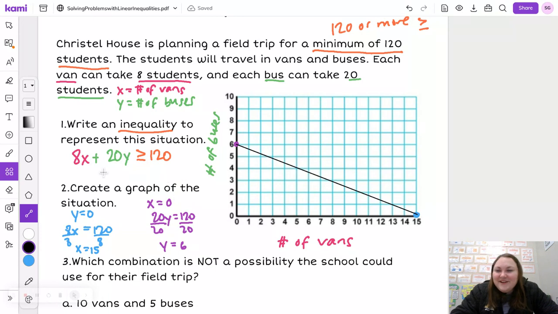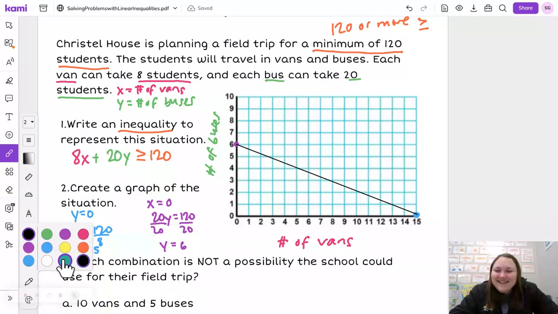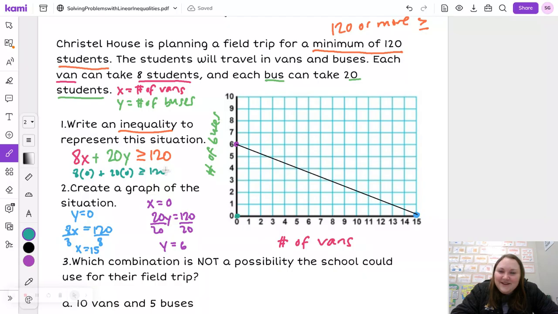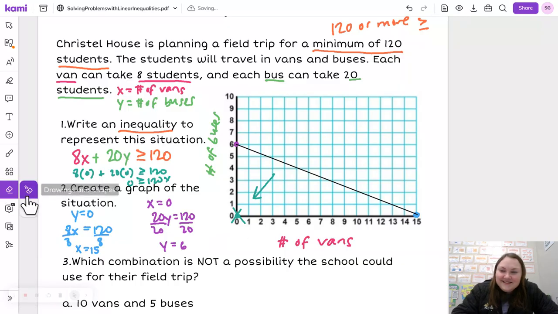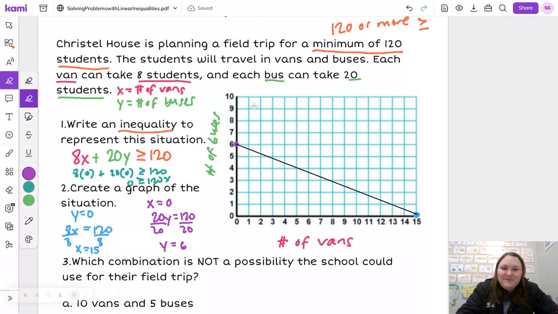The final part of this is figuring out where to shade on my graph, and we can do that by substituting in a point. If you've been here for my lessons, you know I love using the point 0, 0, and so if I substitute 0 into my inequality, we get 0 is greater than or equal to 120. That is not true, so it means 0, 0 is not a solution, which means the solutions are not on this side of the graph. They must be on the other side. And so to finish my graph, I would be shading everything up here.